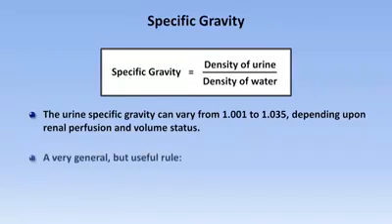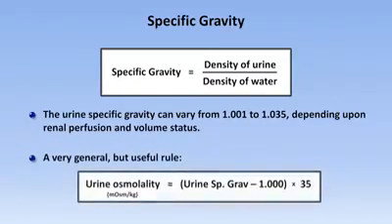There's an interesting, very general, yet still useful rule that urine osmolality in units of milliosmoles per kilogram is approximately equal to the specific gravity minus 1 times 35. This is helpful when assessing for things such as primary polydipsia or diabetes insipidus, because a urine osmolality can take many hours to be run by the lab. However, this equation is inaccurate in the setting of significant protein or glucose in the urine, since those conditions will increase the density out of proportion to the osmolality.